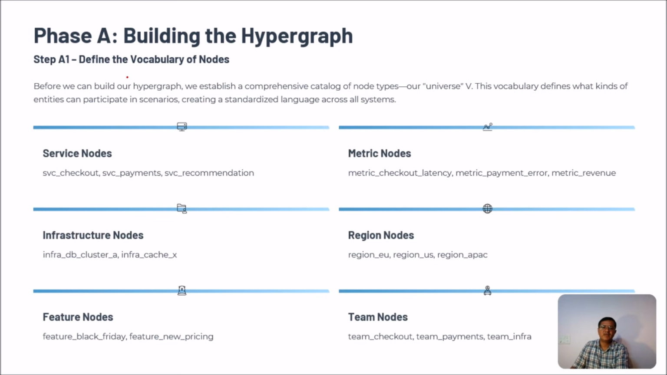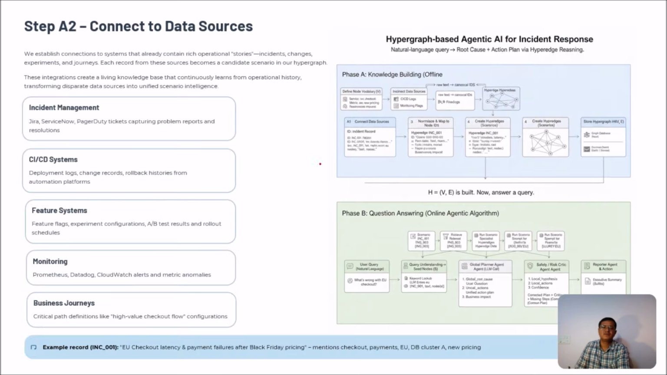So, building the hypergraph. The first part is to define the vocabulary of nodes. For that you have to identify all the unique services and different things which are coming under single categories or different categories. Consider them as nodes, like service nodes, infrastructure nodes, feature nodes, metric nodes, region nodes, team nodes, like that. And under that there may be multiple nodes. So collect all those nodes, then connect to the data sources.